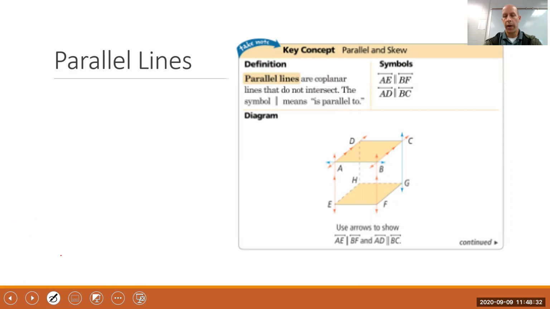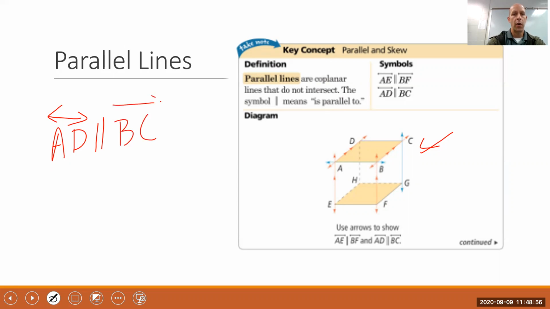If you look at the diagram here, we've got several lines and planes drawn, and endpoints are labeled. I could say that line AD, so I'm going to write AD with a double-headed arrow over it, is parallel, and we use two vertical marks like that, to line BC. So those two lines are parallel. The reason that we know that they're parallel is because they are in the same plane. That means they're coplanar, and they don't intersect.